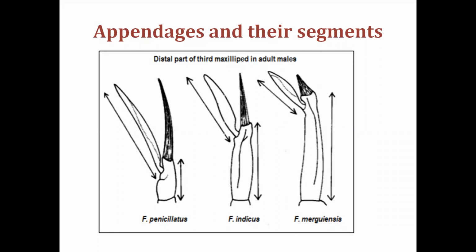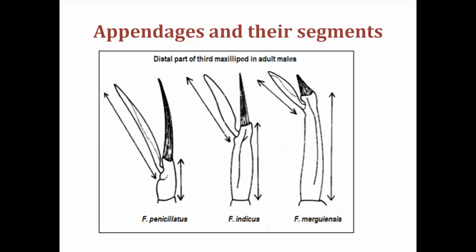Okay, so if we look at the third maxilliped in the adult male, there is a difference in the shape in different species. There are Penaeus penicillatus, Penaeus indicus and Penaeus merguiensis. These are three different species of a genus, and the third maxilliped in the adult male has a different shape. So the appendages and their segments also have taxonomic value.